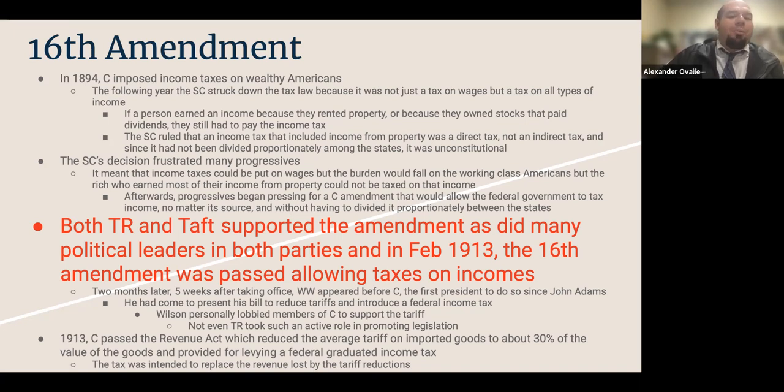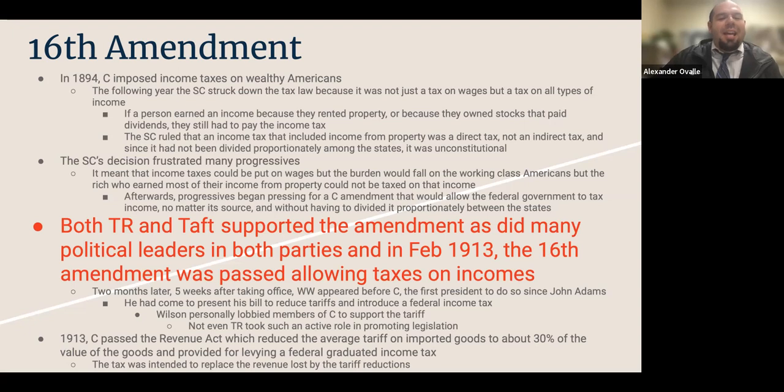The Supreme Court ruled that an income tax that included income from property was a direct tax, not an indirect tax. And since it had not been divided proportionally among the states, it was unconstitutional. So much hoopla for such a simple difference. So the Supreme Court's decision frustrated many progressives.